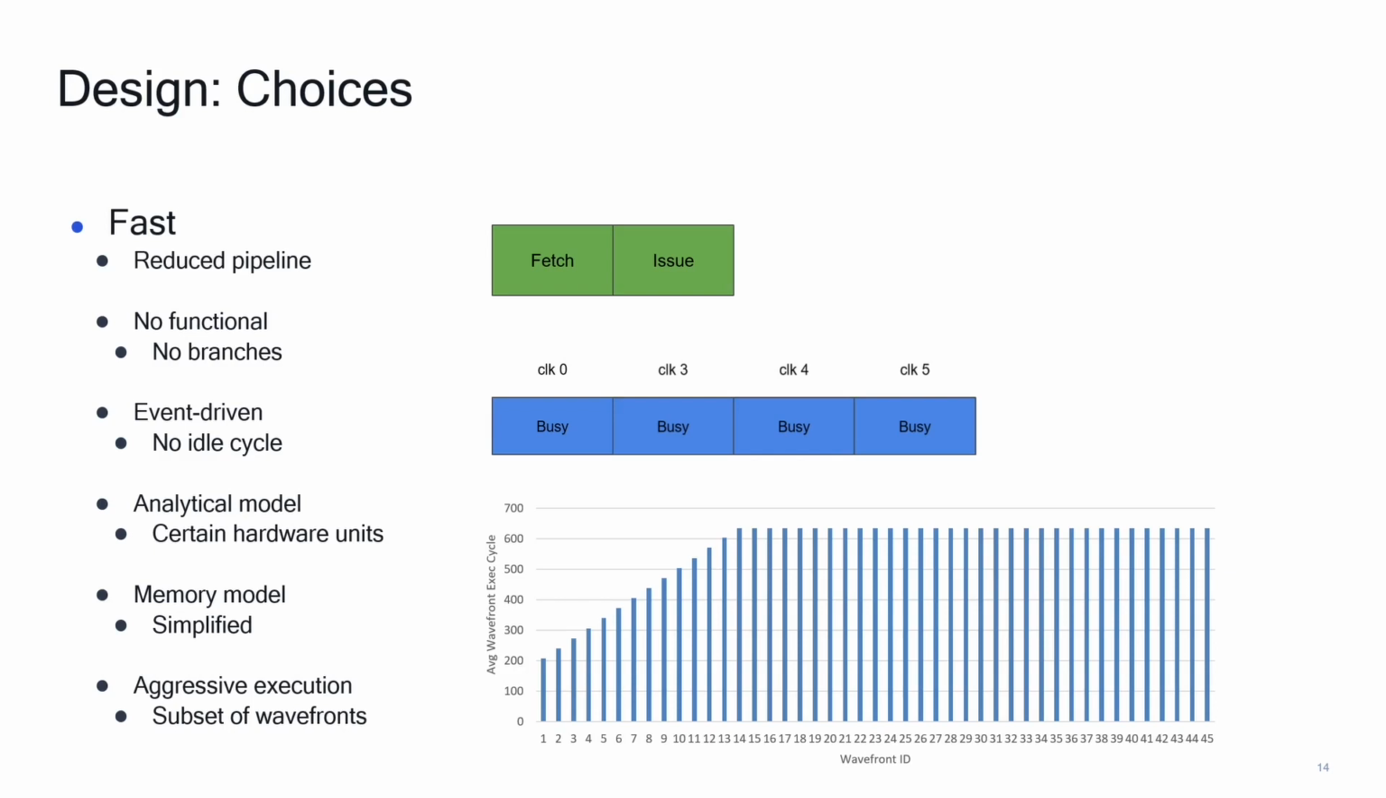Lastly, we use the aggressive execution to further reduce simulation time. In the graph on the right, the x-axis is the wavefront ID, the y-axis is the execution cycles of a wavefront. We can see that wavefronts can quickly reach a stable state. Therefore, we can only execute the first few waves and estimate the rest.